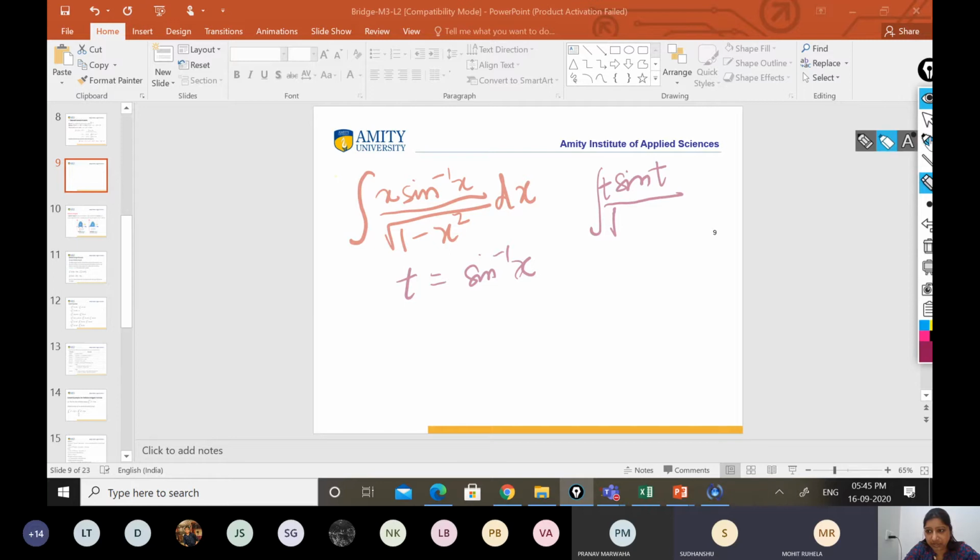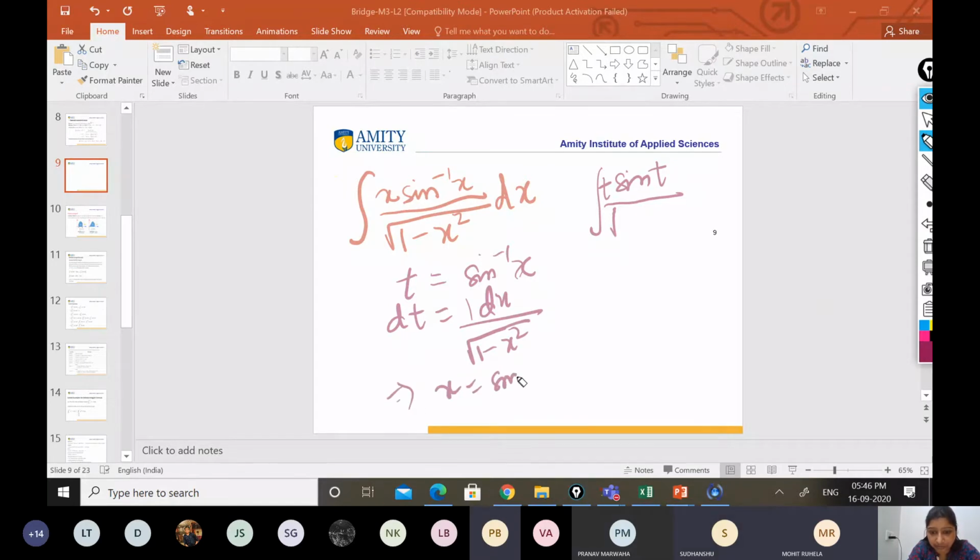Okay, we are first writing dt. So dt is equal to dx upon under root 1 minus x square, right? And also we have x equals sin t. So you have t sin t dt, then we put the value of dt, which is dx by under root 1 minus x square.